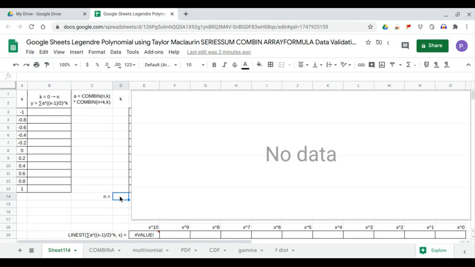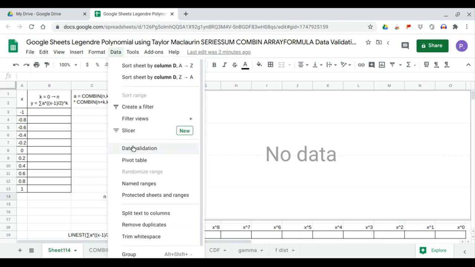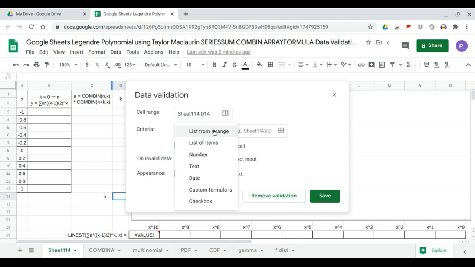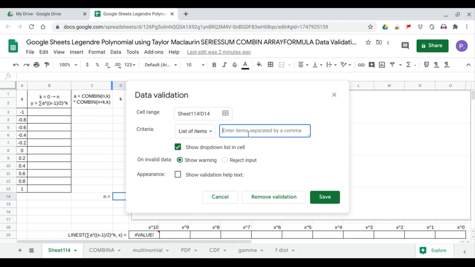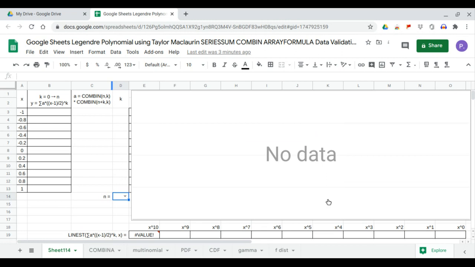So here we have our n, data validation, from 0 to 10. So here are our n values from 0 to 10. And the value of k is from 0 to n. So this is equal to sequence of n plus 1, one column starting from 0, incremented by 1. Because our n starts from 0, our k starts from 0 to n.